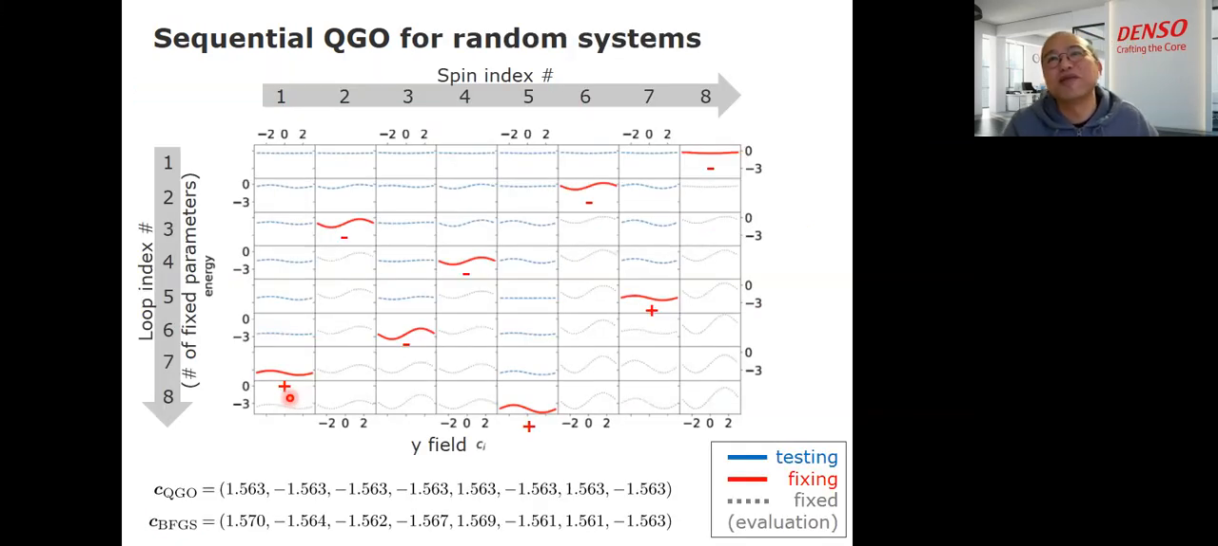Again, we already saw this slide, but this is the optimized result of this parameter by QGO. And this optimization can be conducted separately without any assumption. We can use a standard optimizer like BFGS for continuous value optimization. So you see the values are very similar. That means that if we use the C opt from the ferromagnetic optimization, the value works well.